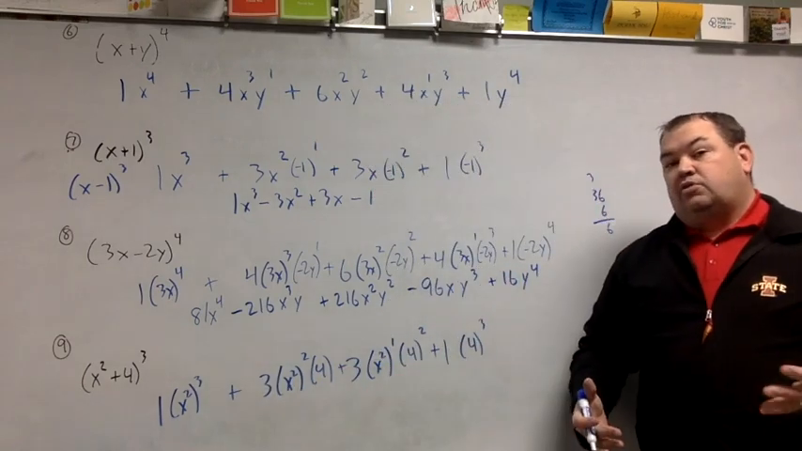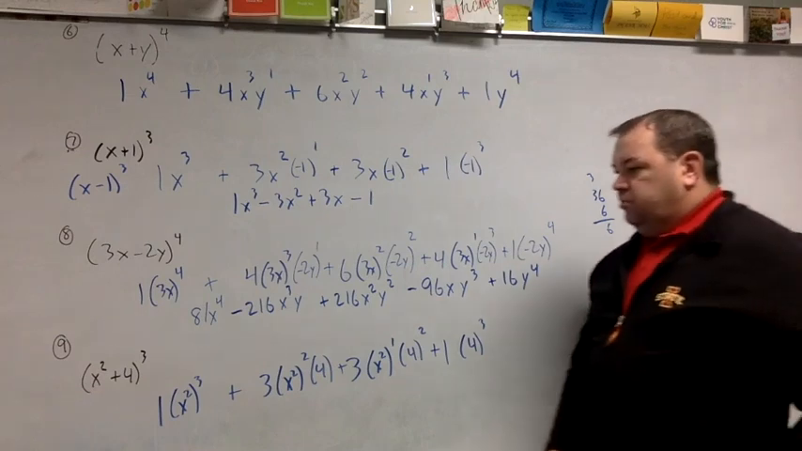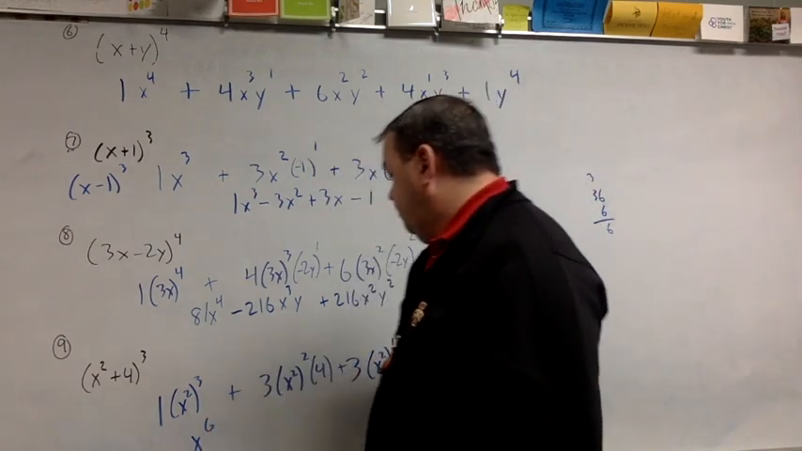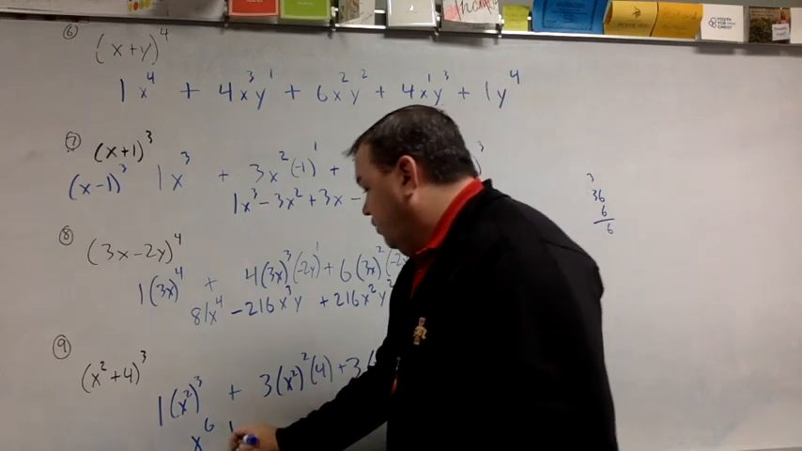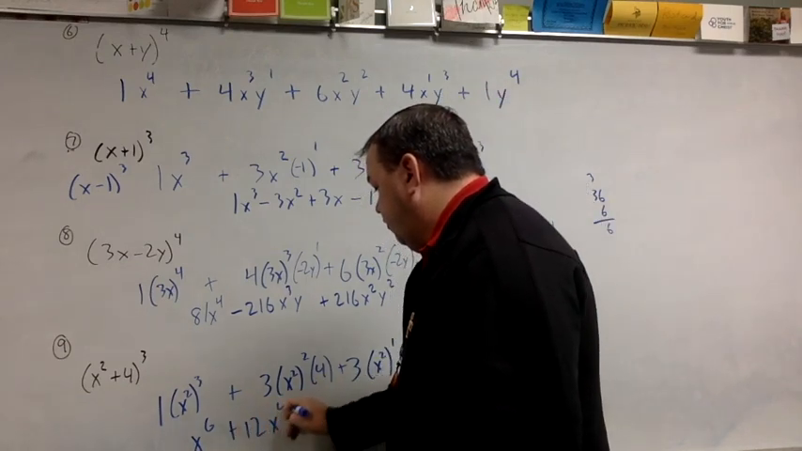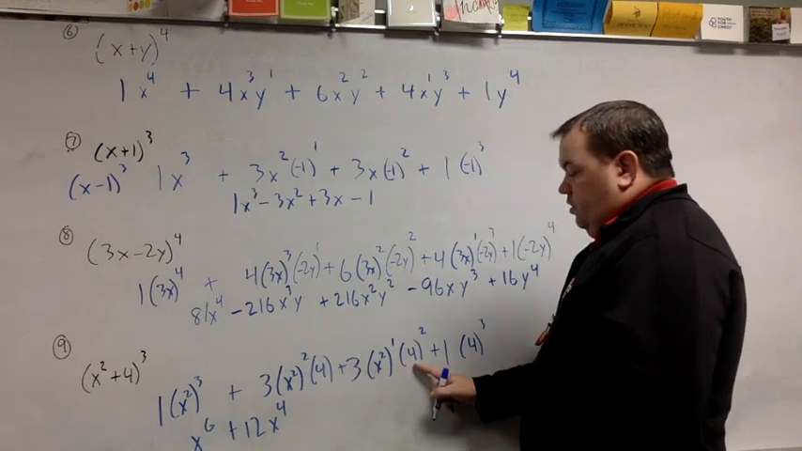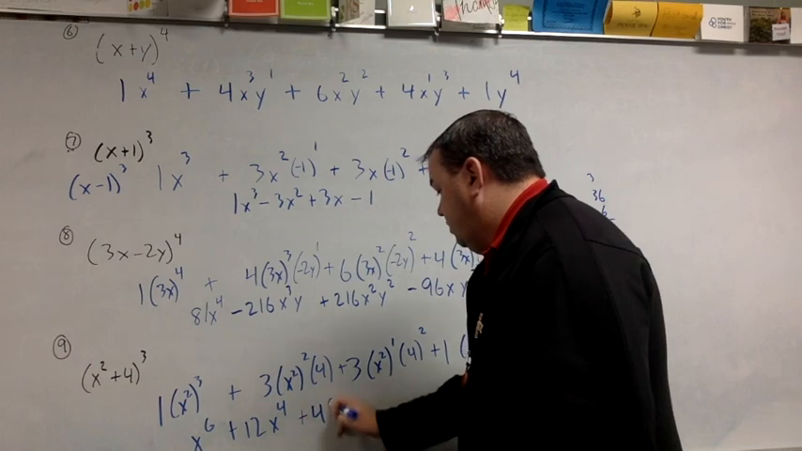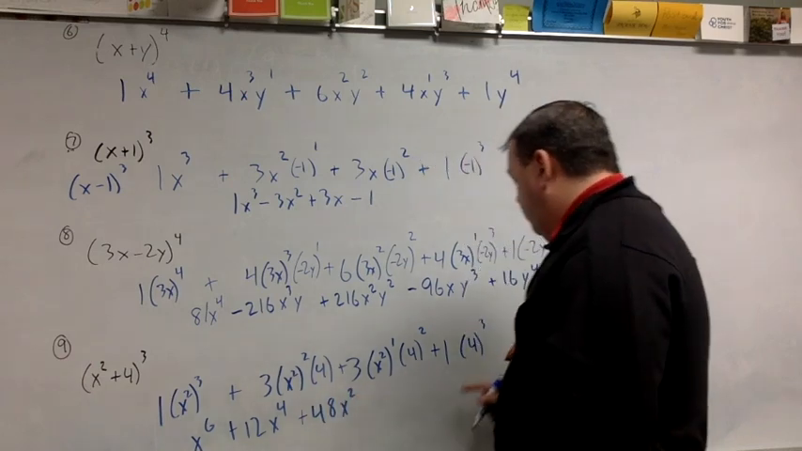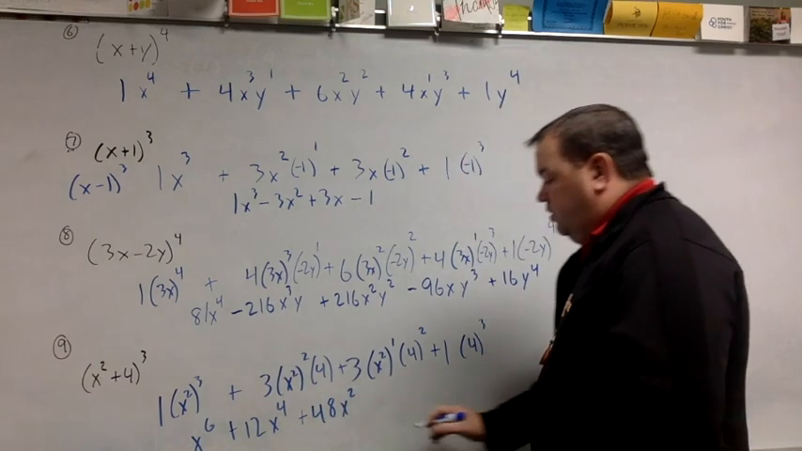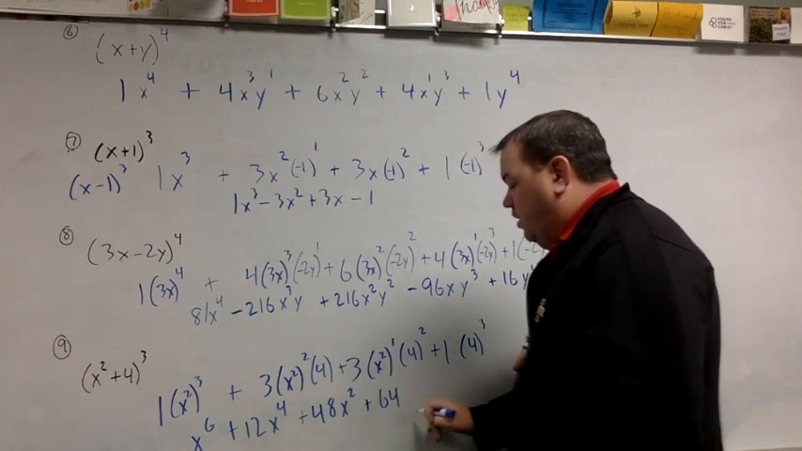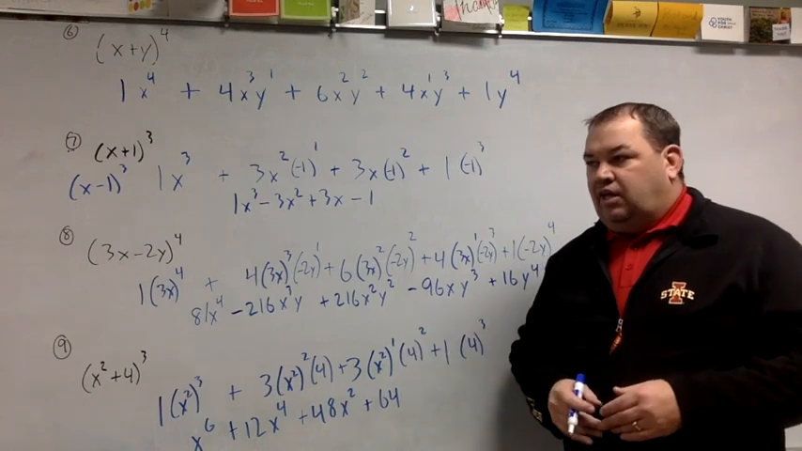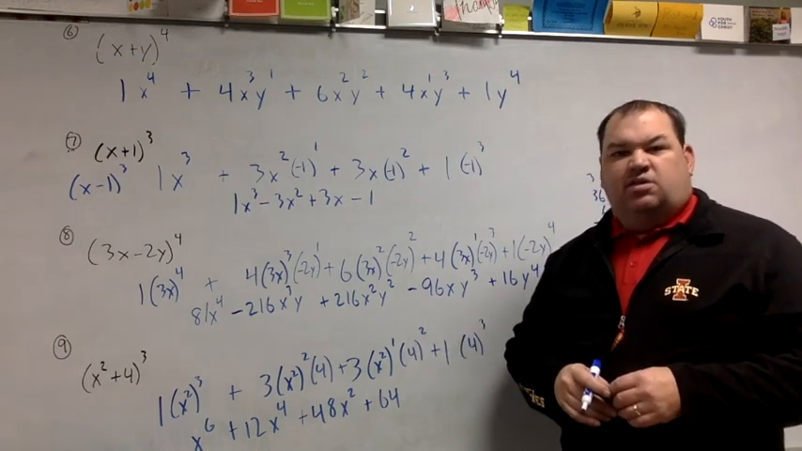Without multiplying it out, I should go back and actually multiply it out. Power to power, so I get an x to the 6th. Here I get a 12, x to the 4th. 4 squared is 16, so here I get a 48, x squared. And 4 cubed is my 64. There's my binomial expanded without having to do any foiling, box method, distributive property.